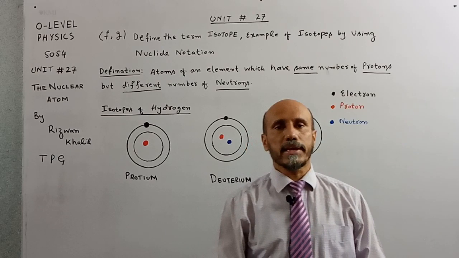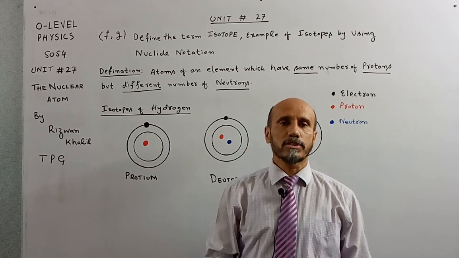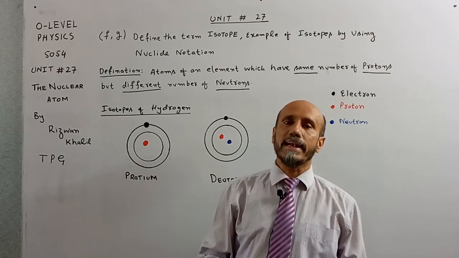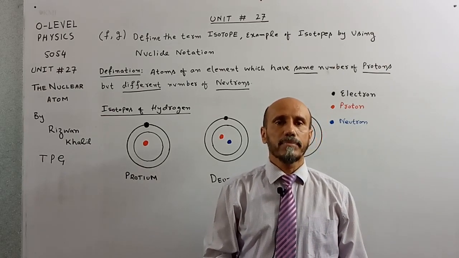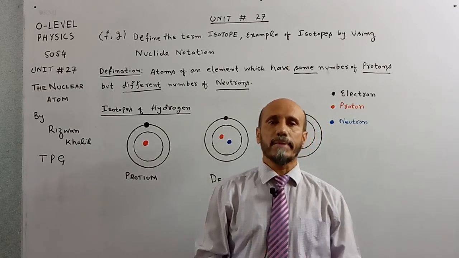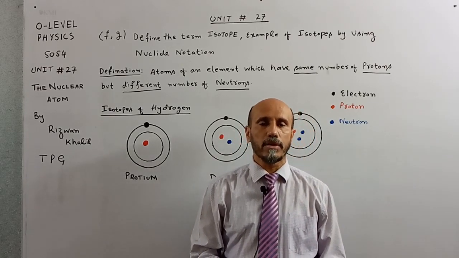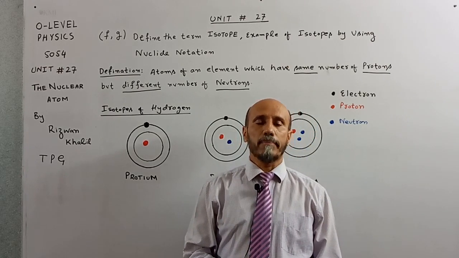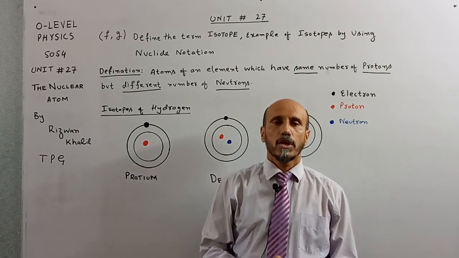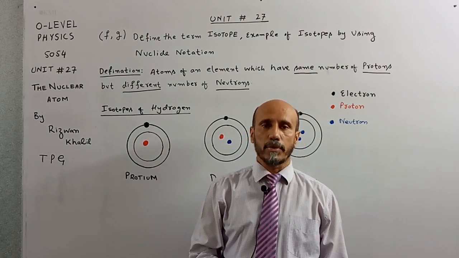Isotopes are basically atoms of an element that have the same number of protons but a different number of neutrons. In other words, we might say that they have the same atomic number but a different atomic mass number. But whenever this definition is asked in the examination, you are always recommended to write the same number of protons but different number of neutrons. A very famous example of isotopes is the isotopes of hydrogen.